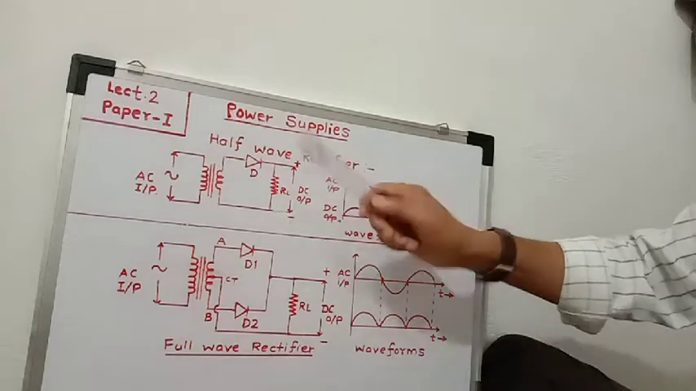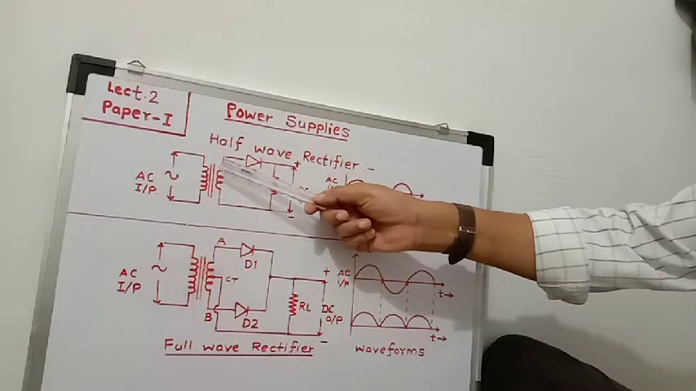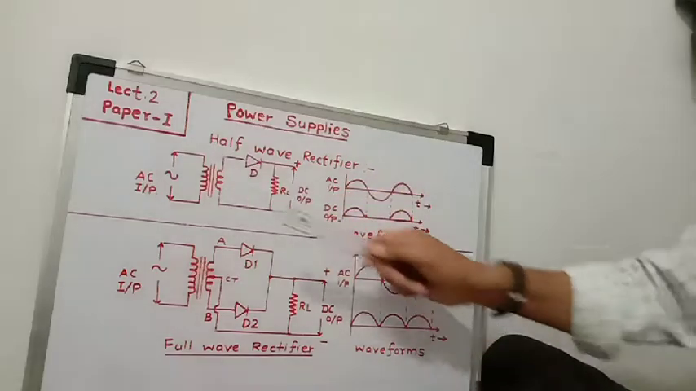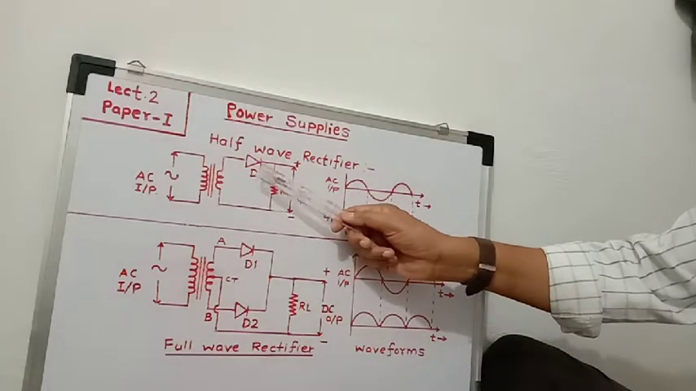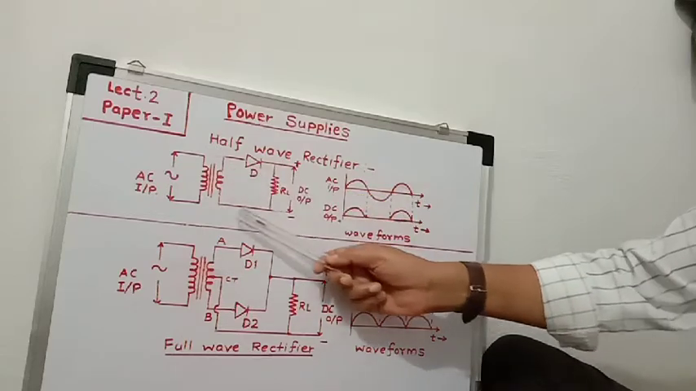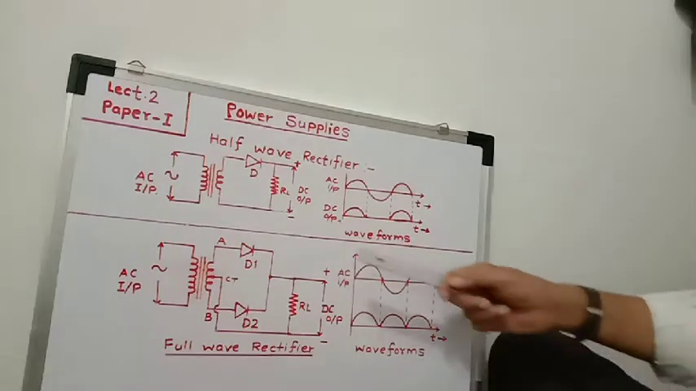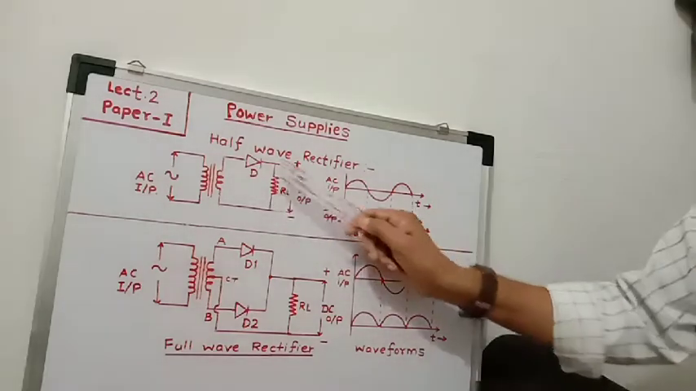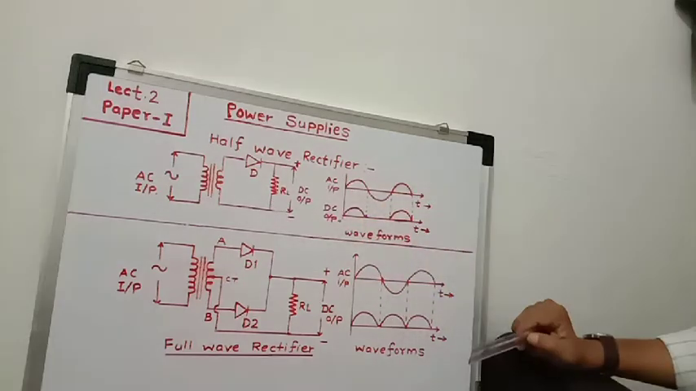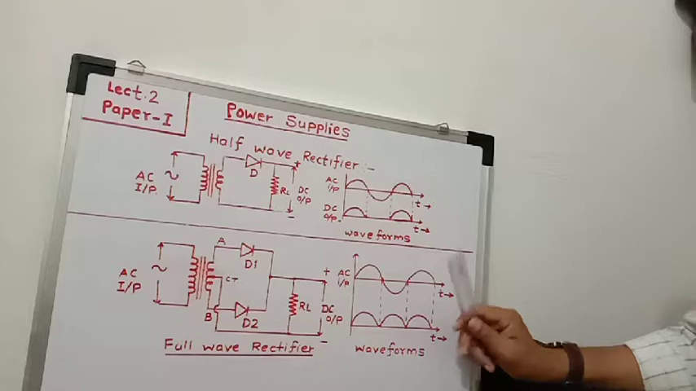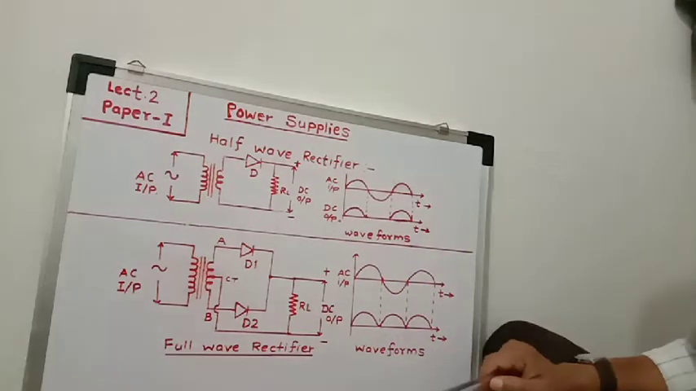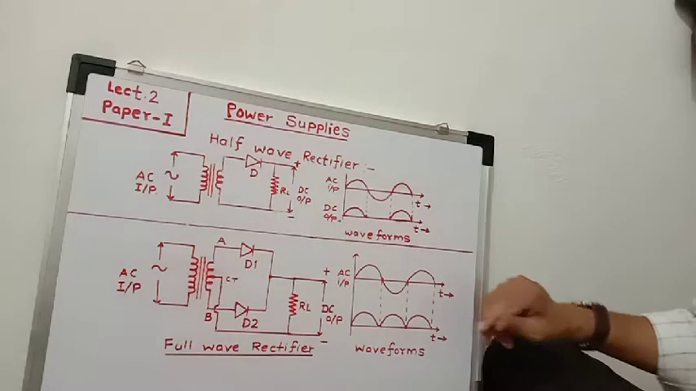Again, during the positive half cycle, terminal A will be positive and at the same time terminal B will be negative. Therefore, diode D becomes forward biased. It acts as a closed switch, and current flows through the diode and through RL towards point B, and thus the circuit is completed, and DC voltage is developed across the load resistance RL. This type of voltage is called pulsating DC voltage.